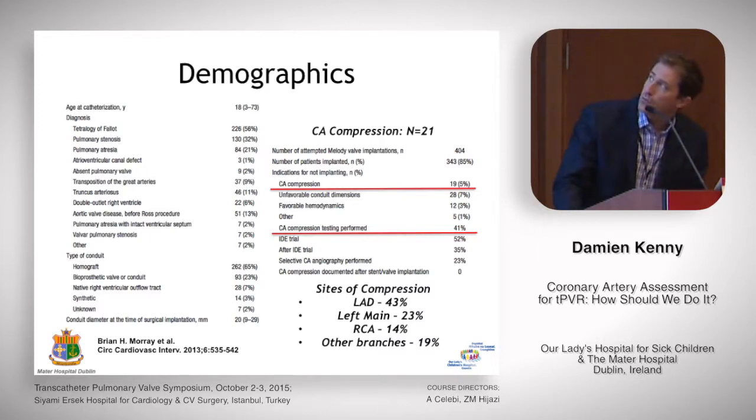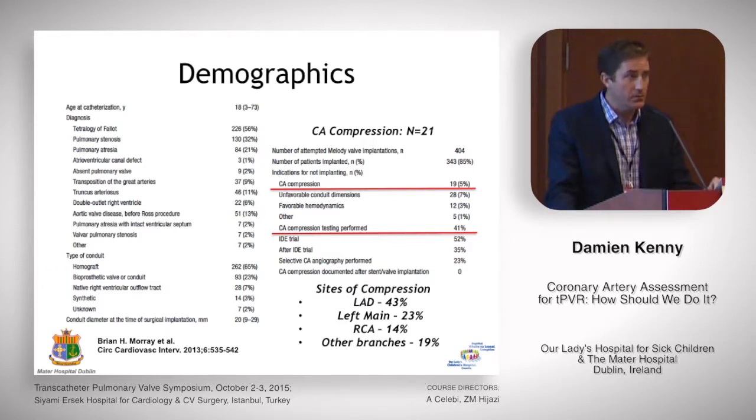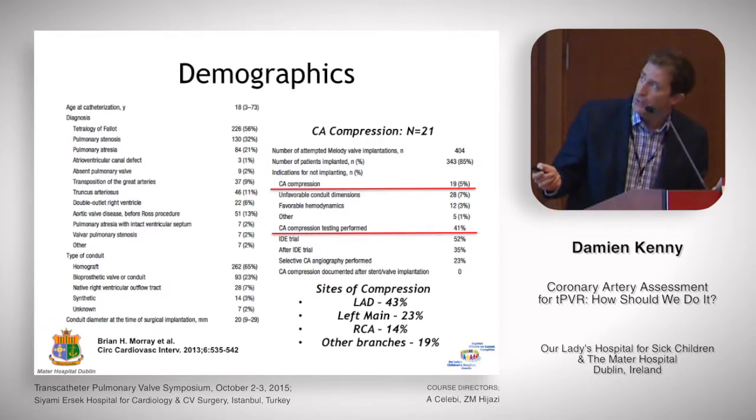And then when we look at the actual cohort of those who had compression, 19 of them actually didn't have a valve implanted. So with 2 patients, even though there was some suspicion of coronary artery compression, they decided to proceed and put a valve in a little bit lower down than where the coronary artery was thought to be impinged upon. And when we look at the distribution, so 19, as I said, just 5%.